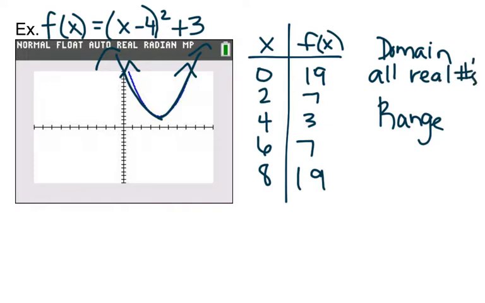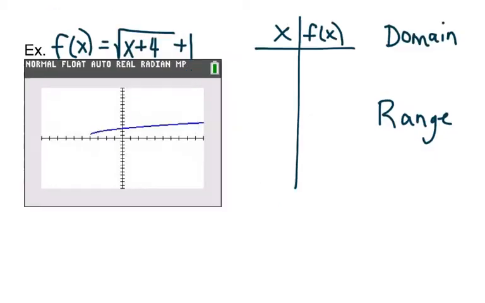The range is a little bit different. So if you'll notice, the lowest the y value ever goes is 3. So right here. And then it keeps going up forever. So my y's are going to be anything greater than or equal to 3. Okay, let's do one more.